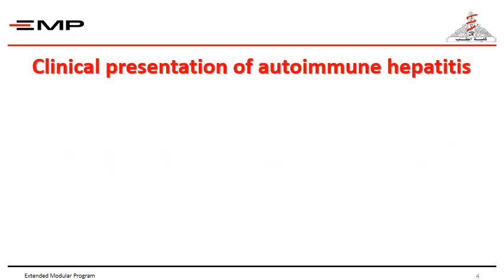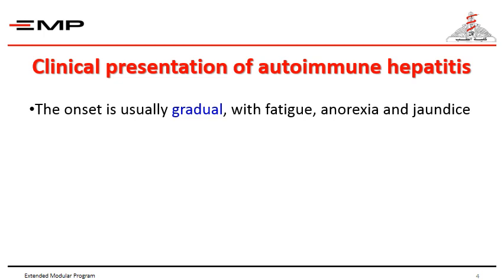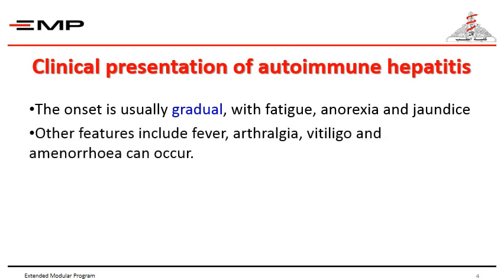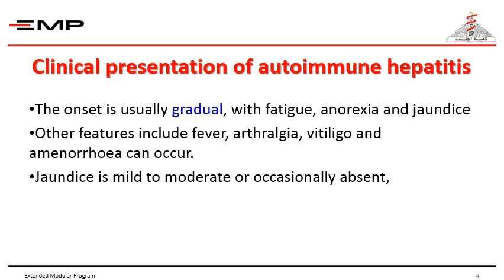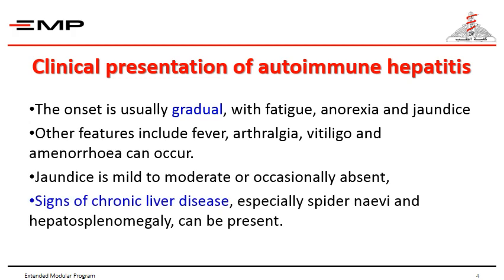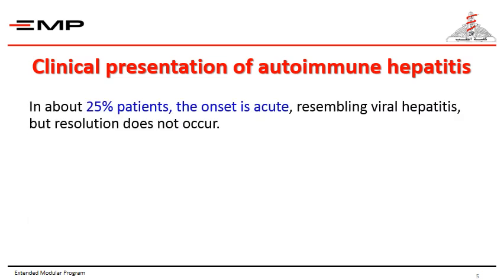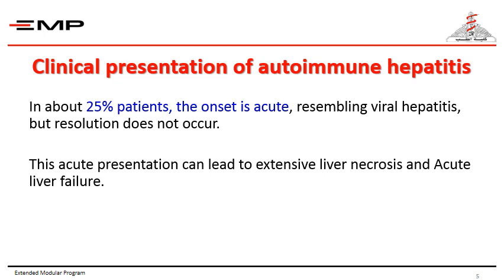The clinical presentation of autoimmune hepatitis, as shown in these two slides, will be discussed in the face-to-face session. Onset is usually gradual, including all these symptoms, and the signs of chronic liver disease can be present. In about 25% of patients, the onset is acute, resembling viral hepatitis, but resolution does not occur. And the acute presentation can lead to extensive liver necrosis with acute liver failure.